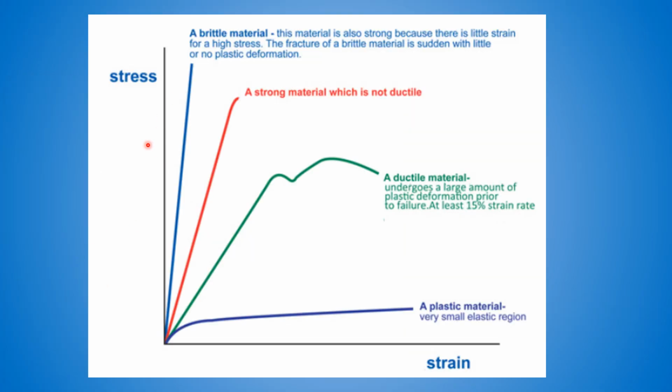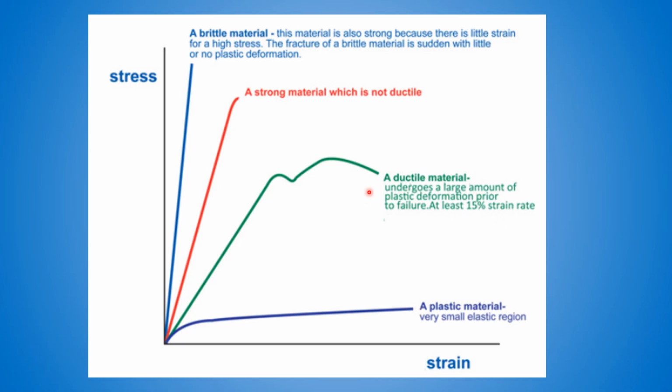The same applies if I ask you to compare material B, the red one, and material D, the blue one. Material A has high strength and this one has low strength. Material A is a brittle material that undergoes a small amount of deformation before failure. Material D is a ductile material that undergoes a large amount of deformation before failure.